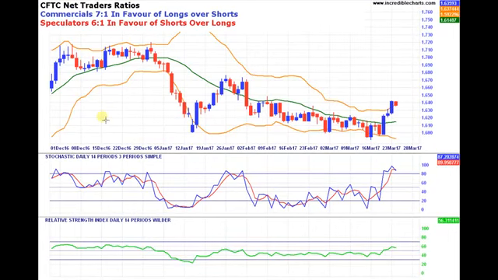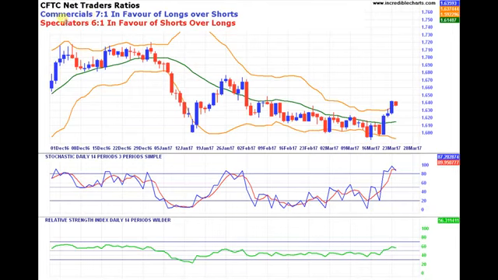The chart now of GBP AUD, which was the setup we looked at in last week's video. Before I do some levels, I just want to look at the CFTC net traders in terms of how the commercials and non-commercial speculators line up. Now, you don't get GBP AUD on the CFTC net traders. You have to work it out for yourself by doing AUD against the USD, then GBP against USD. But it's easy to work out the ratios.